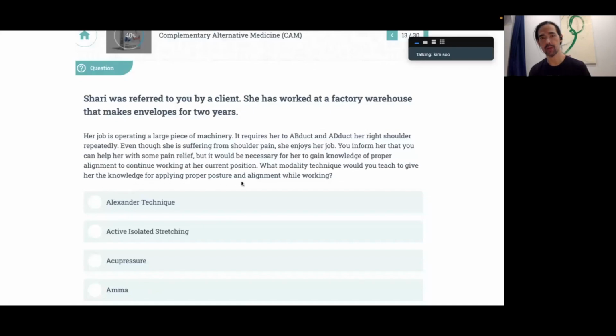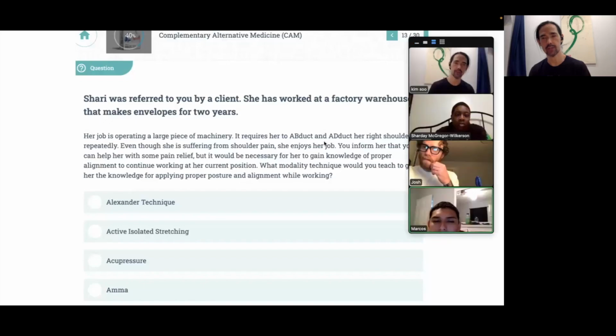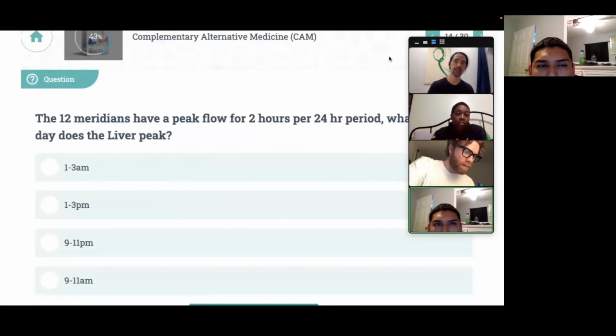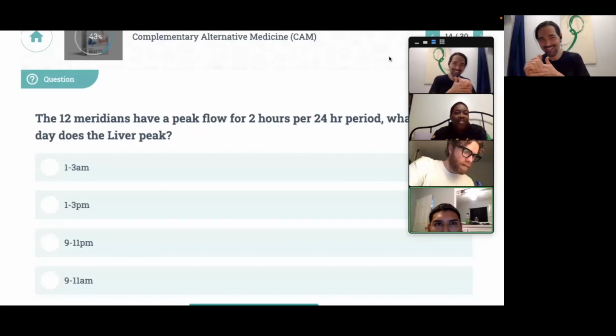Knowledge for applying proper posture and alignment. Which one would that be? Alexander. Would it be the oldest form of Chinese medical massage? Would it be the use of massage on acupuncture points? Would it be stretching to improve range of motion? Or would it be the method that promotes education and movement to improve posture and adjust condition patterns, Alexander technique?